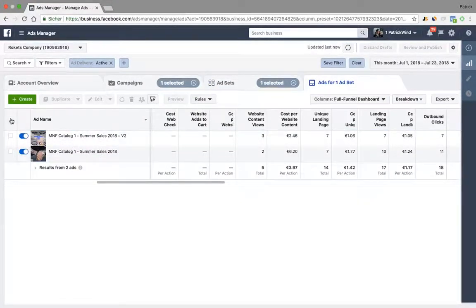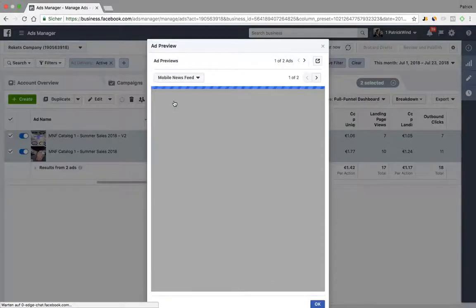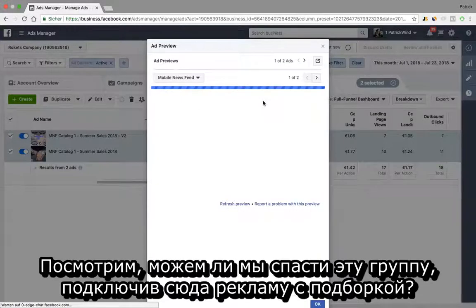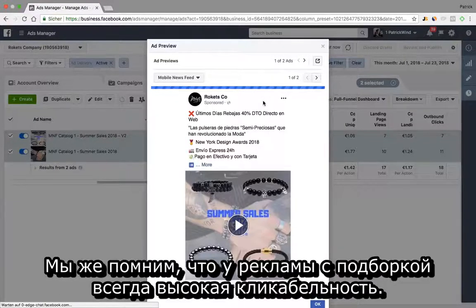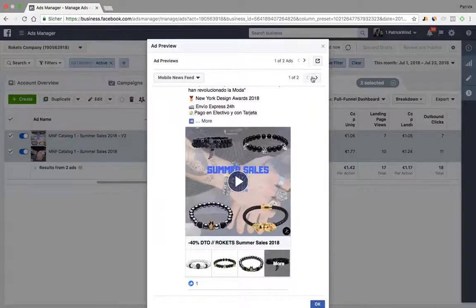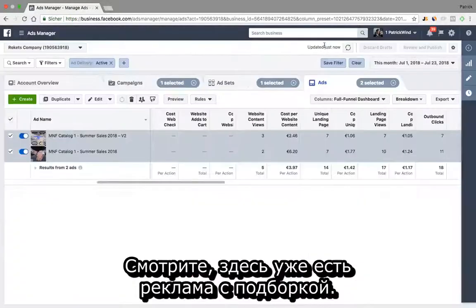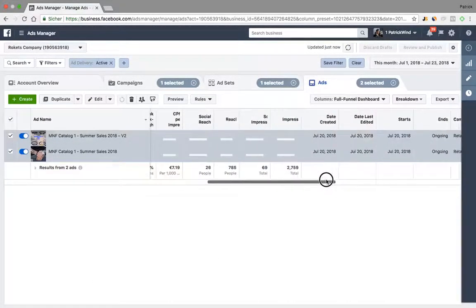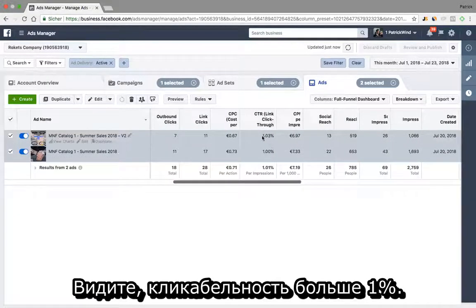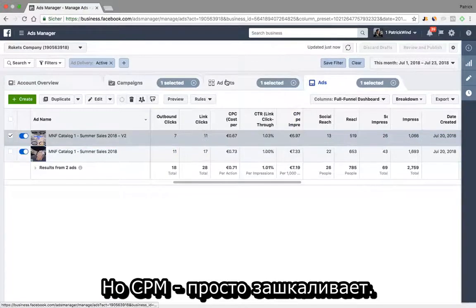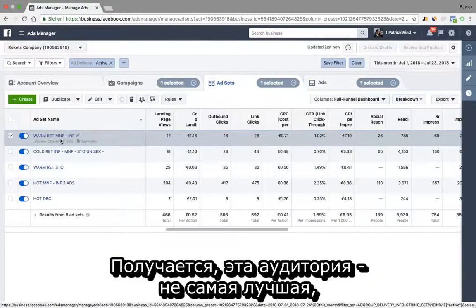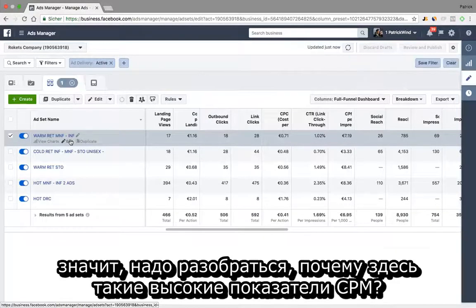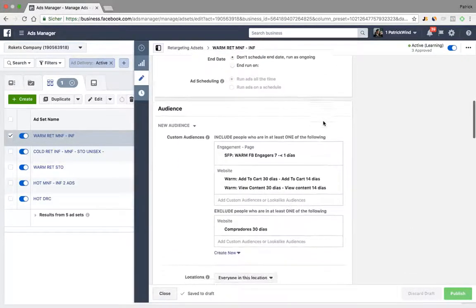Okay, 2 different ads. And the question would be if we could help this specific ad set by including a collection ad, because as we very well know, collection ads always get the highest click-through rates. Yes, I mean, this one has already 2 collection ads in it, which is good. That's also the reason why it got high click-through rates. So you see the click-through rate was more than 1%, but the CPM was simply very high. So this specific audience is not the best one. So I'd like to understand why it has such high CPMs.